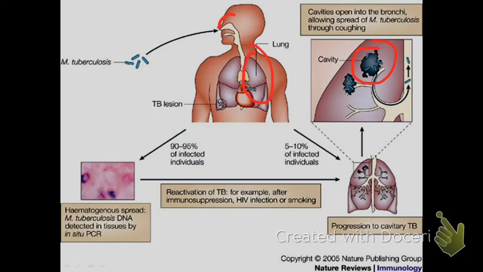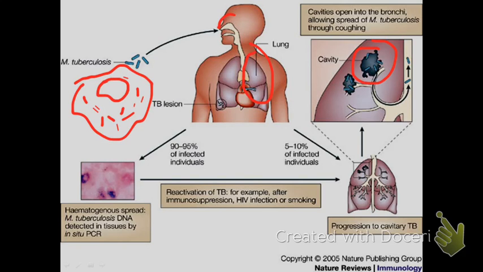Now some of the macrophages, let's say for example, this would be the macrophages. As part of the defense of our body, they will engulf the organisms. However, because of their virulence, these organisms will multiply inside the macrophages until there will come a time that the organisms will be liberated from the macrophages. Okay, so it says here that 90 to 95% of infected individuals would have the hematogenous spread.